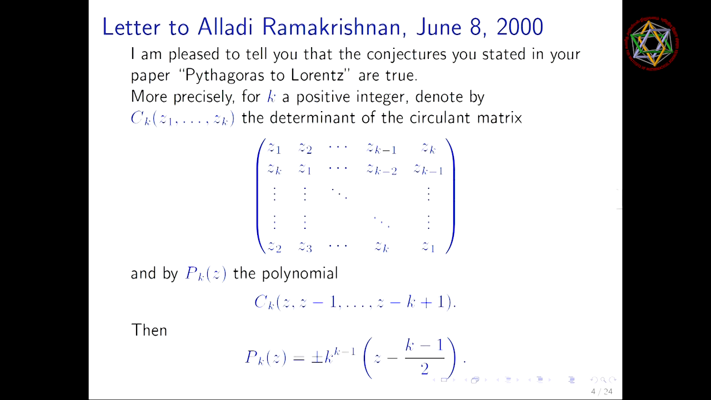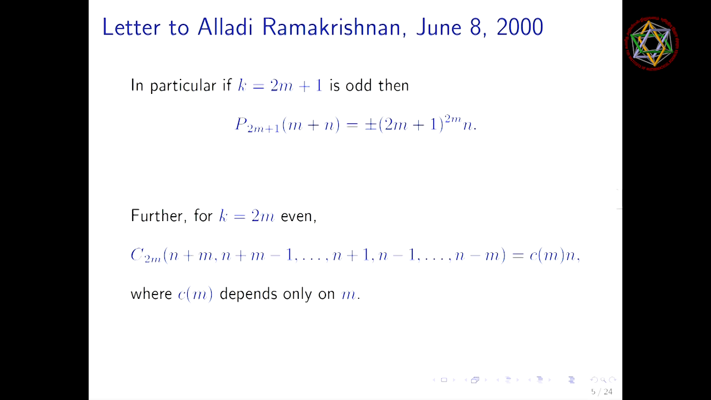So this is a polynomial that he was interested in, and he asked whether it is true that it is a constant times z minus (k minus 1) over 2. And this is what I wish to explain the proof of, which is just some computation. And he was interested in this especially when k is even. And when k is odd, excuse me, the value at m plus n is just a multiple of n times a constant. And I will explain that the constant is (2m plus 1) to the power 2n.